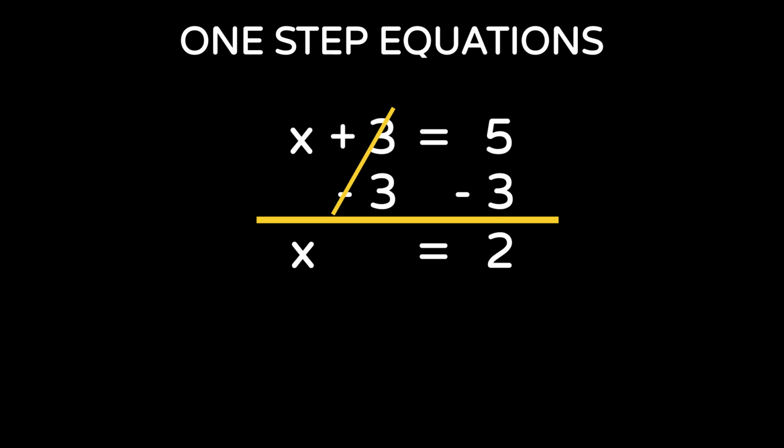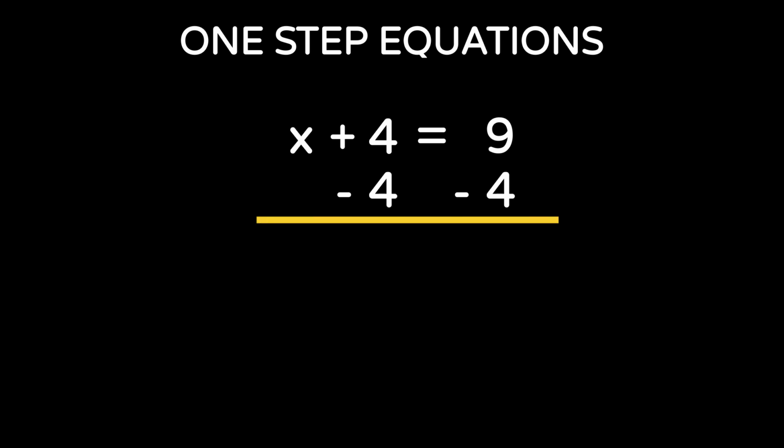Now let's solve more equations following the same method. Example 1. We have the equation x plus 4 equals 9. The goal is to get x by itself. Right now, 4 is being added to x, so we do the opposite. Subtract 4 from both sides. X plus 4 minus 4 equals 9 minus 4. The plus 4 and minus 4 cancel out, leaving us with x equals 5.